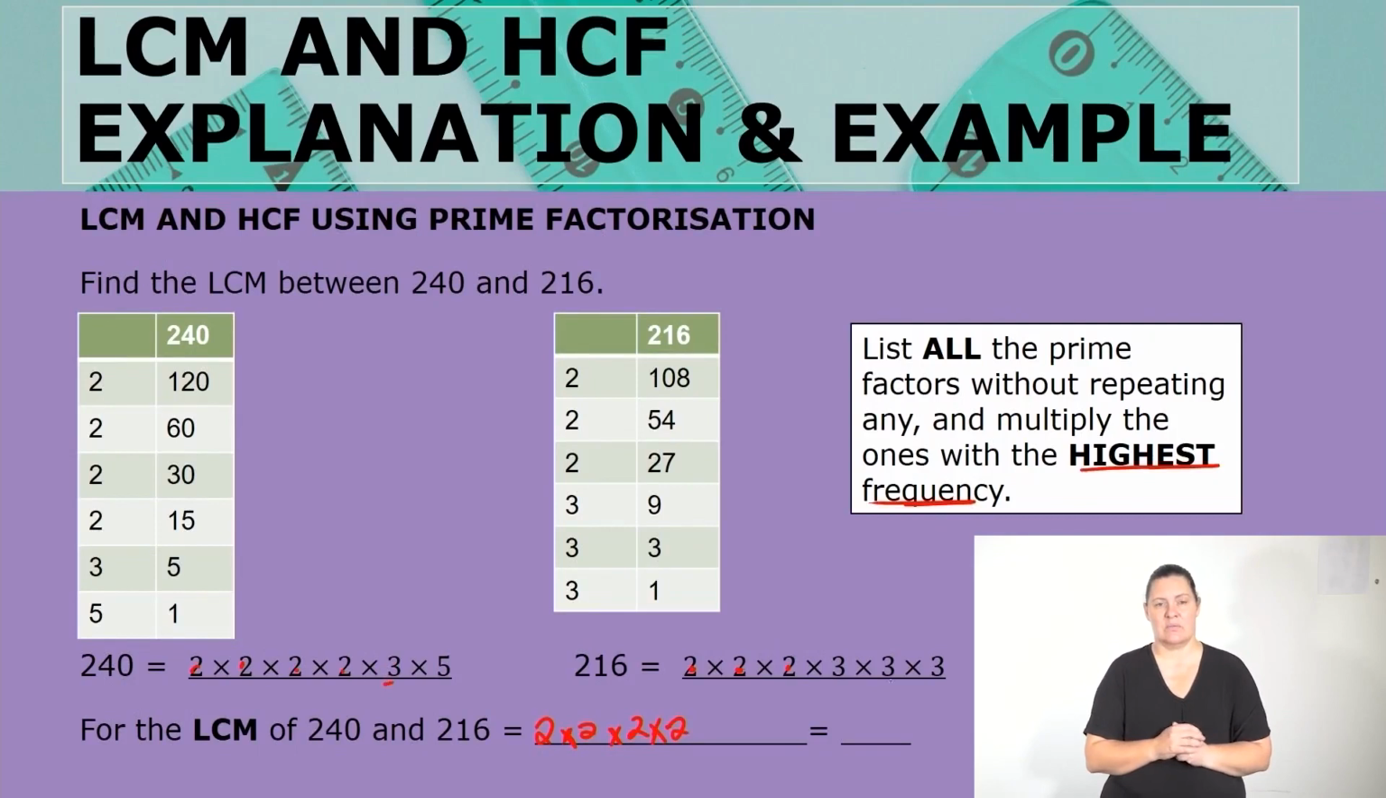Then we are going to look at the 3. There's 1 3 this side. There's 3 3's this side. So the ones with the highest frequency are the 3 3's. And lastly, we are going to multiply with the 5. There's 1 5 here. There's no 5 there. So we are going to take just the 1 5. And when we multiply all of those numbers together, our answer is 2,160. So that was our lesson for today.